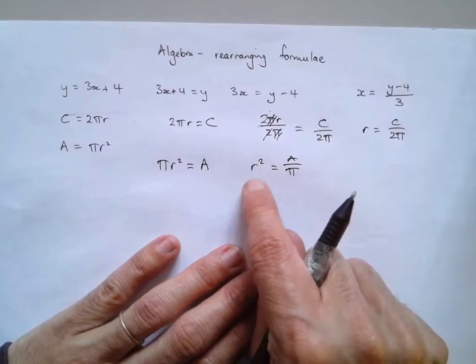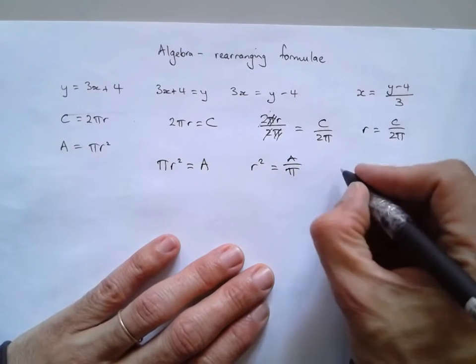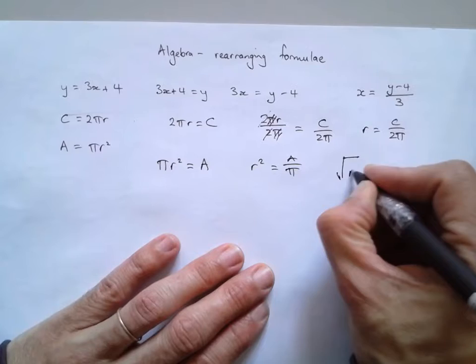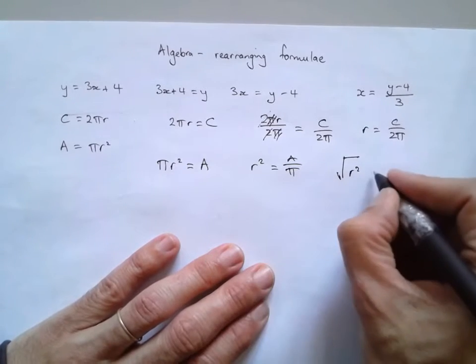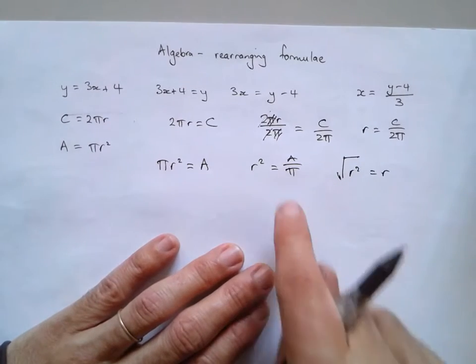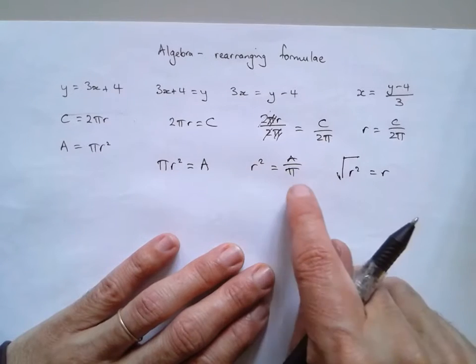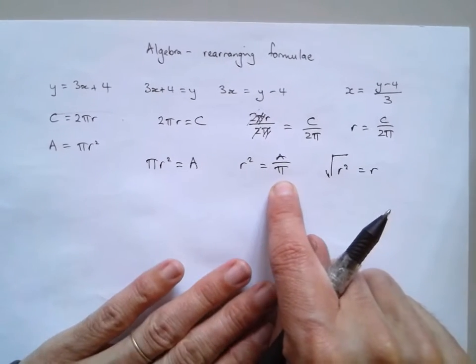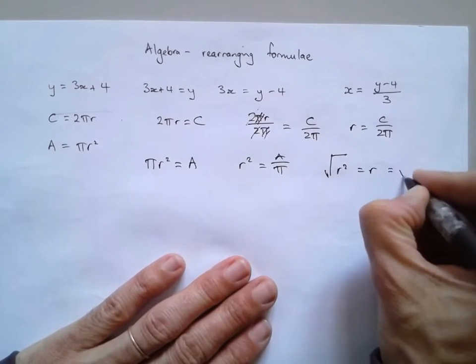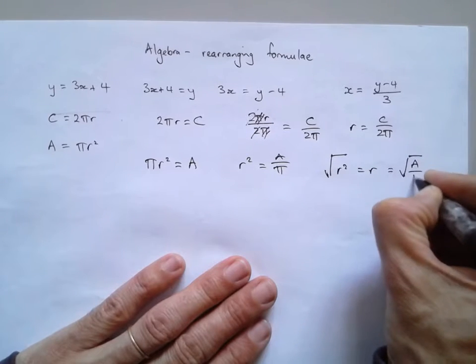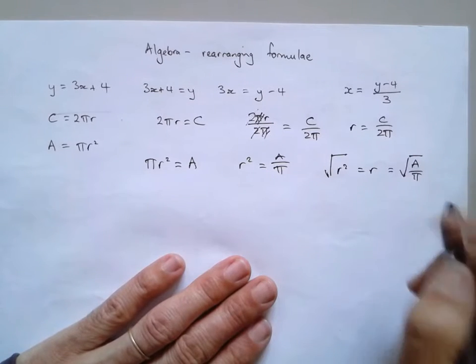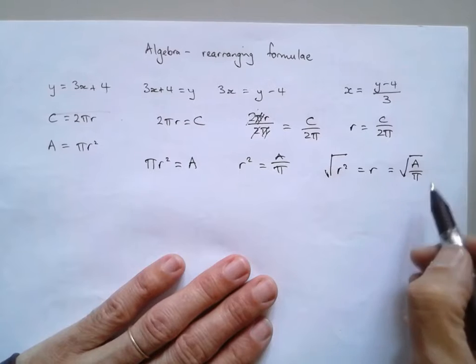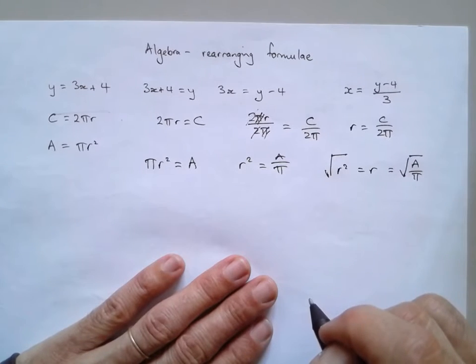Now, to undo squaring, the opposite is to take the square root of r squared, and that's just r. If I take the square root of this left hand side, I also need to take the square root of the right hand side. So r is the square root of A divided by pi. A divided by pi, and then take the square root of it.